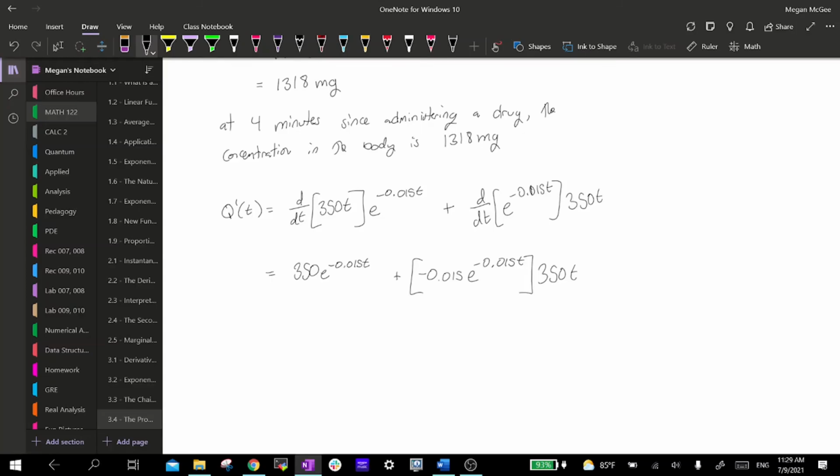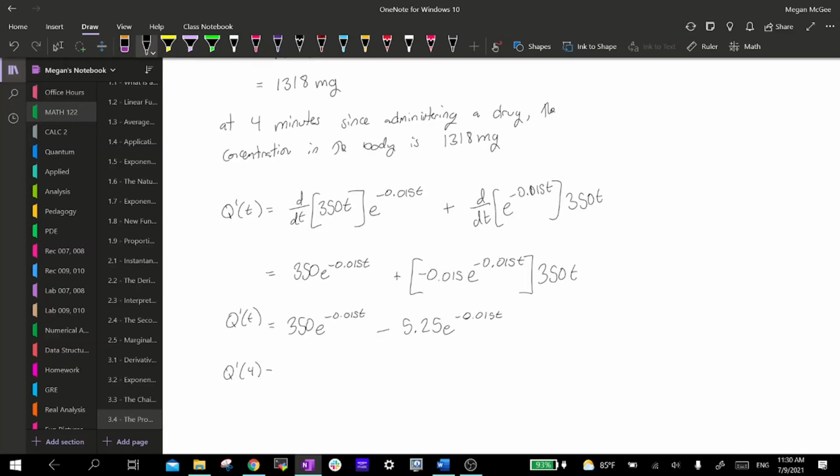Alright, so we have 350 e to the negative 0.015 times t minus our 350 times 0.015 gives us a 5.25 times e to the negative 0.015 t. Alright, so this is our q prime of t, and we're supposed to find q prime of 4.